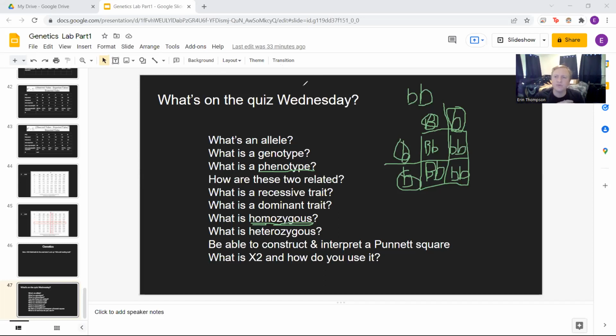So do check out the lab. Okay. These are genotypes. The actual characteristics that these people have are their phenotypes.